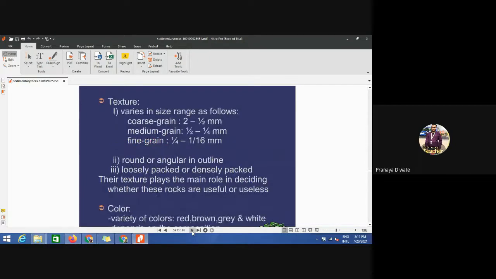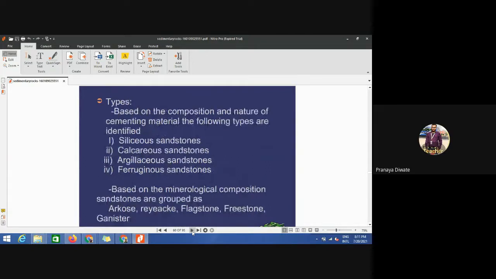Texture varies in size range as follows: coarse grain, that is 2 to half mm. This is how the texture varies. Based on the composition and nature of the cementing material, the following types are identified: siliceous sandstone, calcareous sandstone, argillaceous sandstone, and heterogeneous sandstone. So these are the different kinds of sandstone which we generally see.